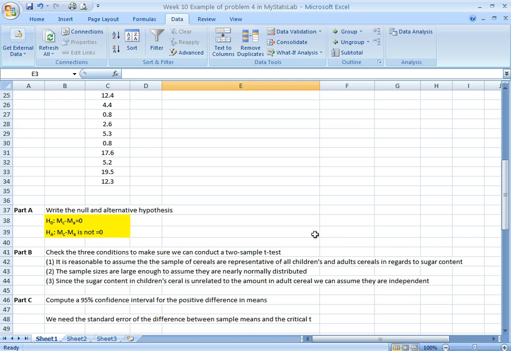And our third condition is that they be independent, and we can assume that the sugar content in children's cereal has nothing to do with, or is unrelated to, the amount in adult cereal. So since we have met those three conditions, we can conduct a 2-sample t-test.